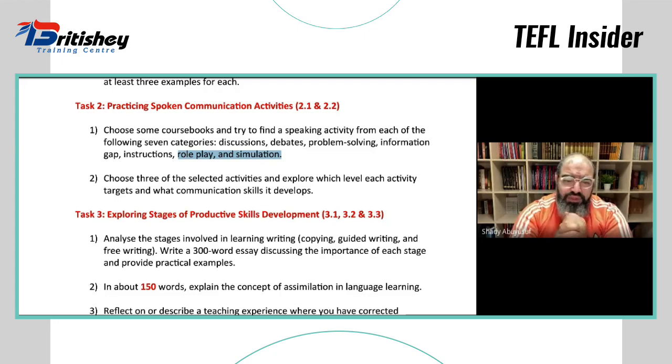It goes like that. Then it says here, choose 3 of the selected activities. You came up with 6 activities. We need only 3 of them. And explore which level each activity targets. And this can be easily known from the course book you're using. If you're using an intermediate course book, then you would say that that's an intermediate speaking activity. And then what communication skills it develops. So all you need to do is, what do we focus on here? What kind of speaking skills are being focused on? Okay, wonderful, my friends.